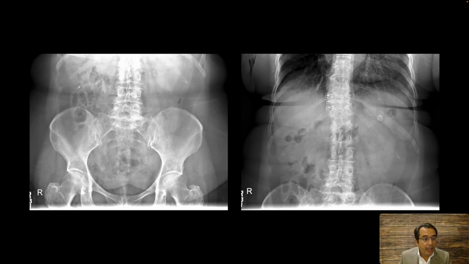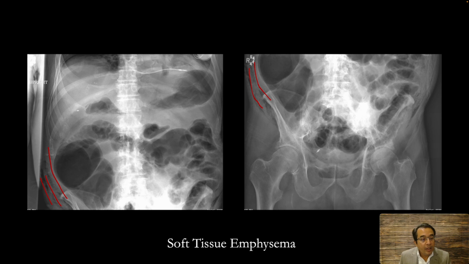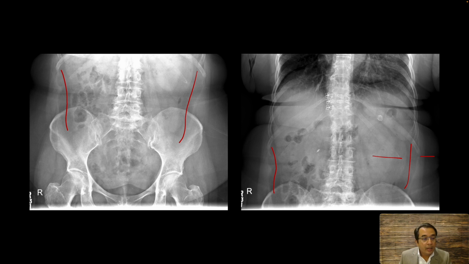This is a companion case where we are seeing a linear lucency which is symmetric on both sides, and this is subcutaneous fat that is seen just deep to the abdominal wall musculature and superficial to the abdominal content. And so remember, there can be abdominal wall emphysema or soft tissue emphysema, and then we don't want to confuse that with the layer of fat that is in between the abdominal wall and the intra-abdominal contents.